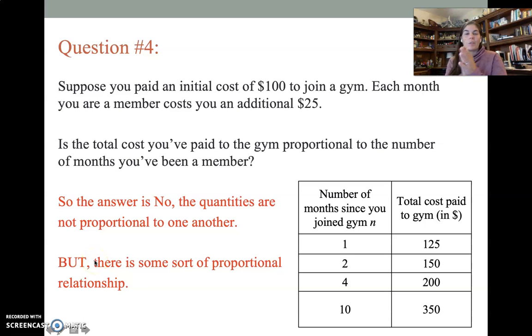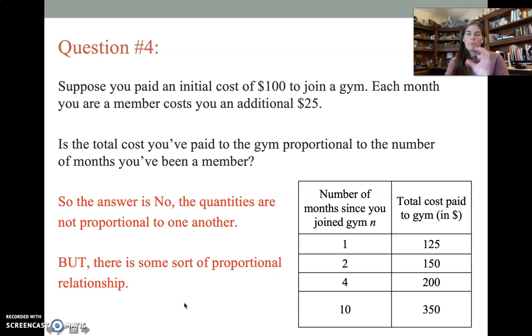All right, so you took a minute and you worked through and you decided, okay, no, these quantities are not proportional to one another. But there is something happening, right? Maybe some of you were tempted to say yes because of that $25 a month. And so let's take a look at the relationship that does exist.